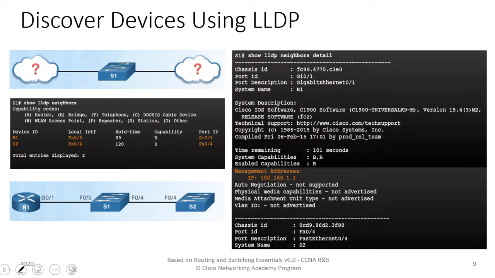So in terms of discovery, it is going to be fairly similar here as well. If we go into switch 1 and use LLDP neighbors, it is going to show R1 and S2 as the neighbors. So again, we can do the LLDP neighbors detail to see what are the more detailed descriptions of those learned devices.